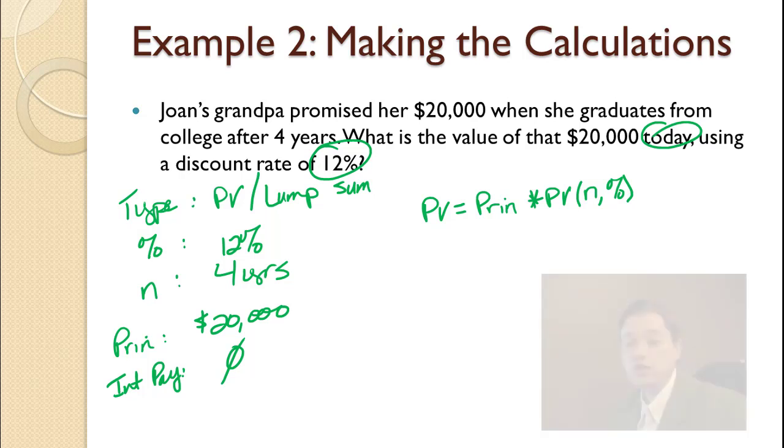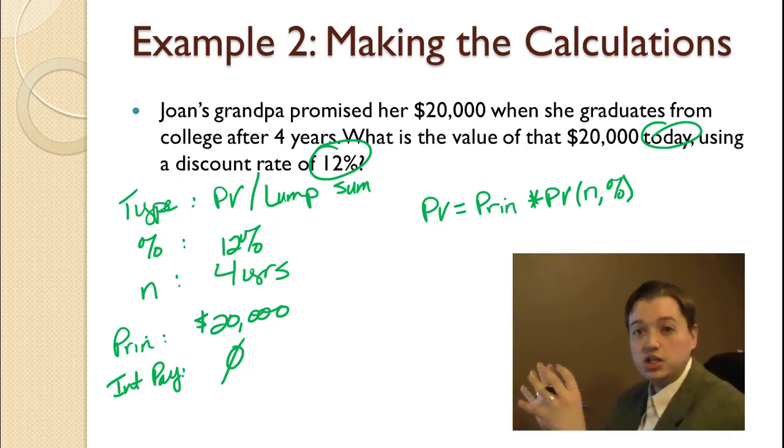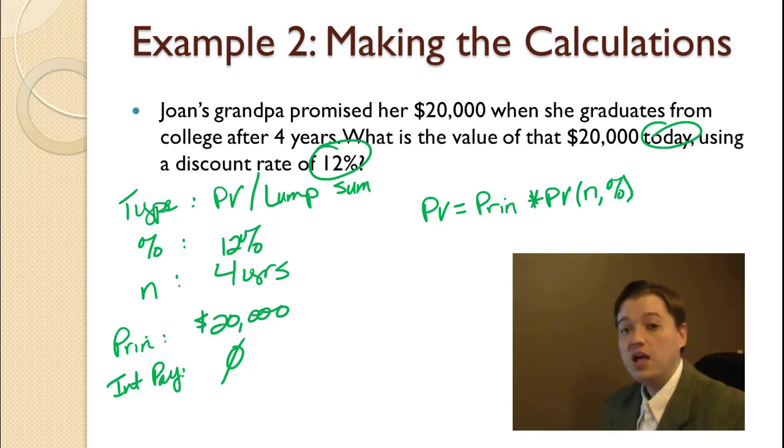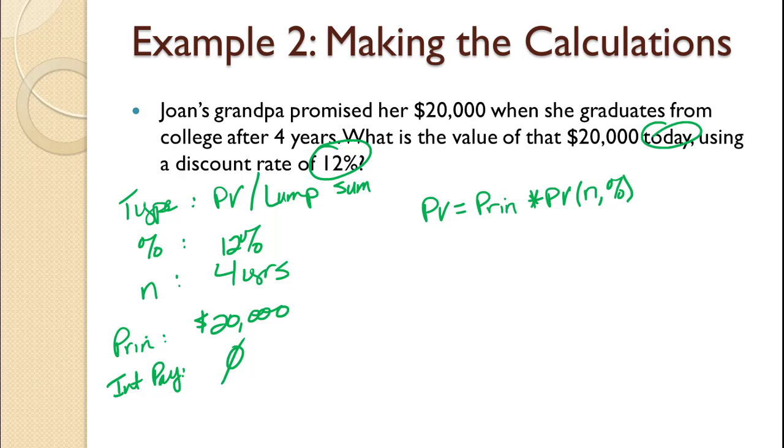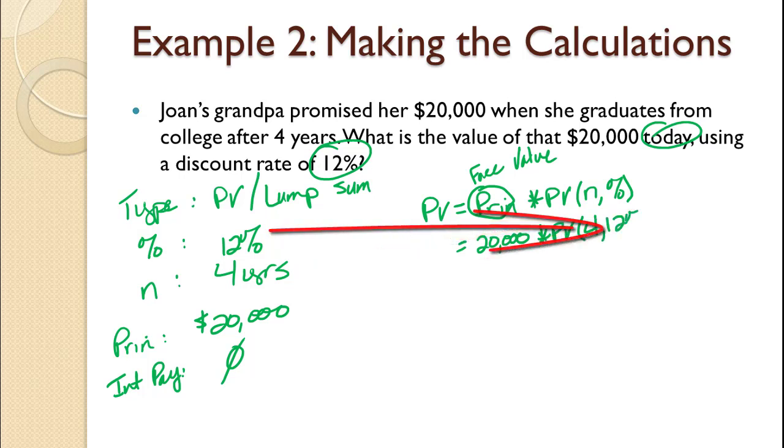If you're using a financial calculator or Excel, you gather this information, get this equation ready, then just type it in and it pops it out. If you're using the tables, like we're going to have to, then you have all the information you need to go to the table and get the factor you need. In this case, we want the present value. The principal is the $20,000 that Joan's grandpa is going to give her. Often you'll see this referred to as the face value. For the present value factor, our N is 4 and our percentage is 12%.